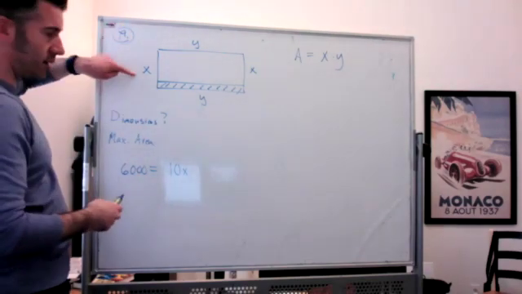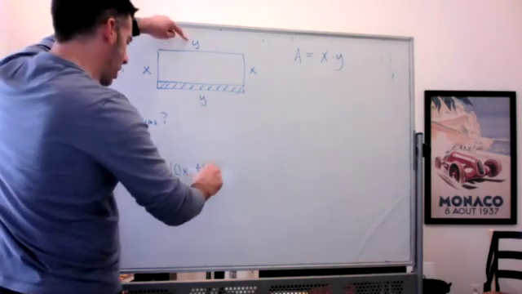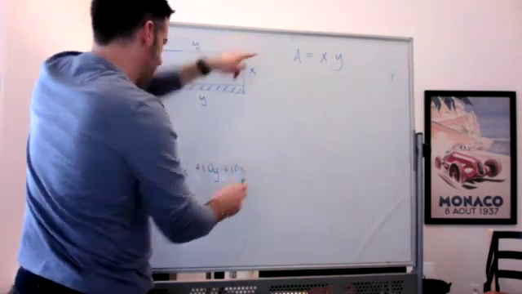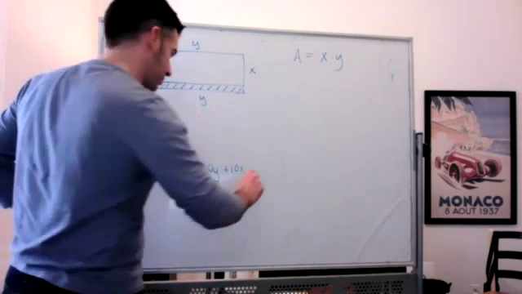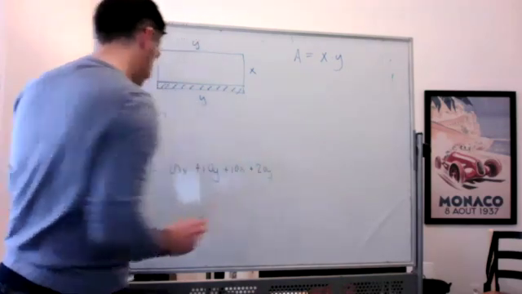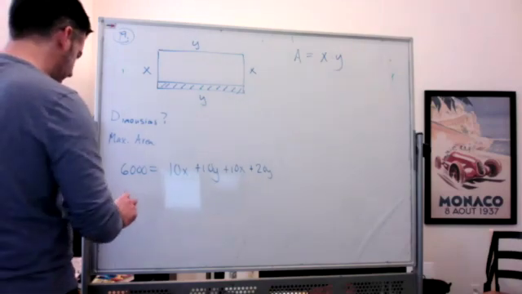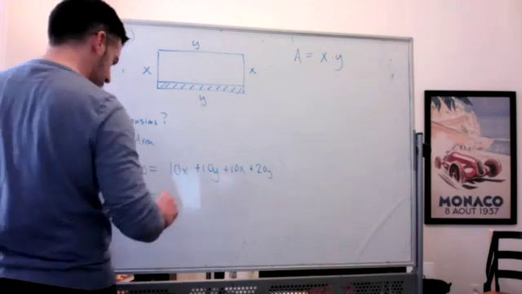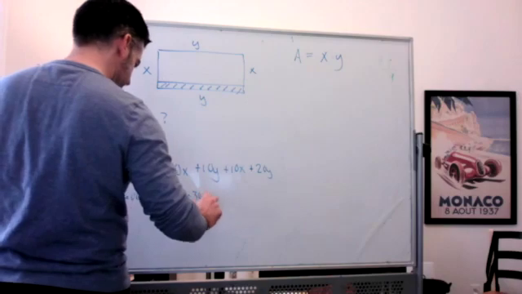So this side is 10X dollars of cost. This side is going to be 10Y dollars of cost. This is going to be 10X again. But this side, since it's $20 per foot, it's going to be 20 times Y. So there's our constraint. Simplifying a little bit, 6,000 equals, let's see, 10X plus 10X is 20X, 10Y plus 20Y is 30Y.